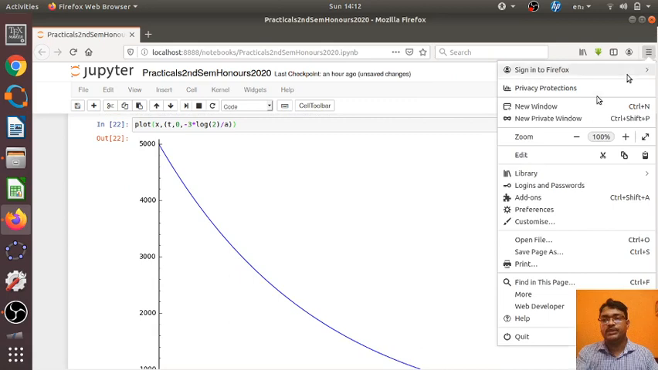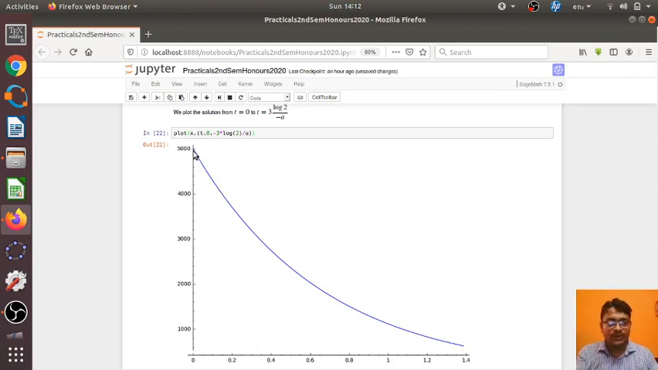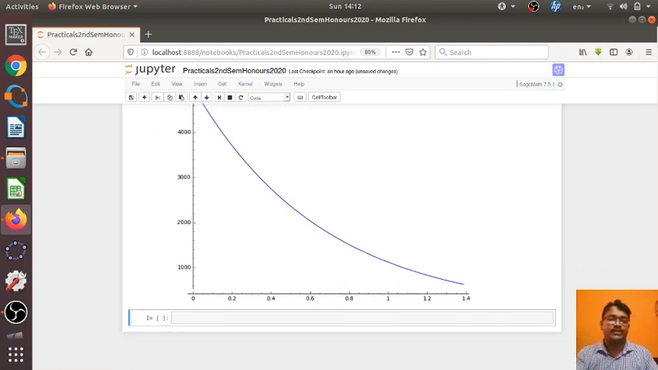Just let me minimize this a little bit so you can see it better. Initially the population was 5000, and since it's a decay model, the value of a is negative, so gradually the population decreases. So this is the decay model, right?